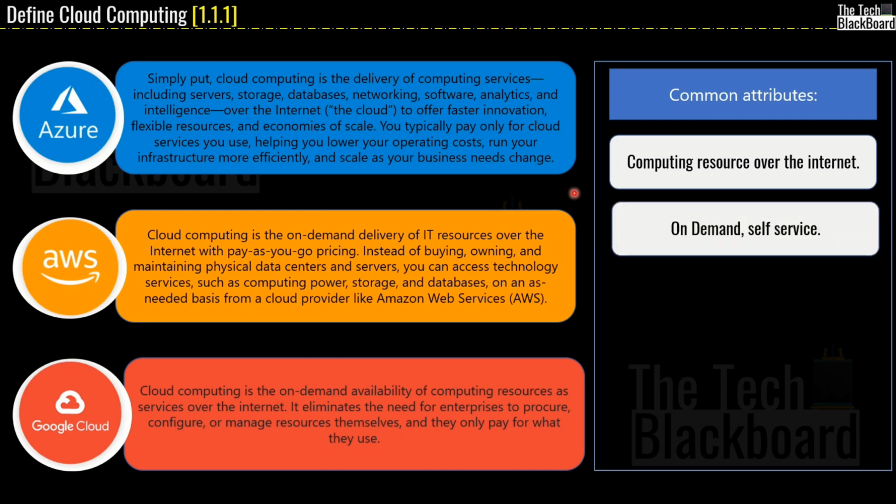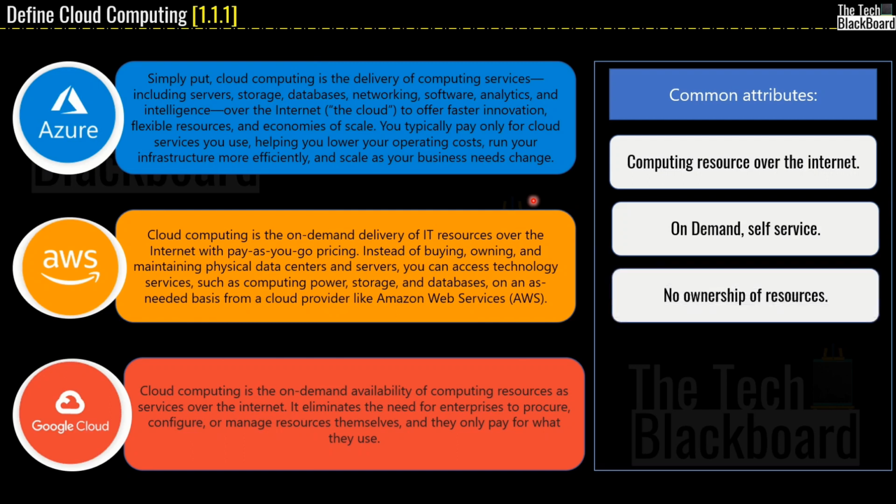Then the second key attribute is on demand. On demand or self-service means that a customer can request and receive access to a service or resource without an administrator or some part of support staff having to fulfill the request manually. The request processes and fulfillment processes are all automated.